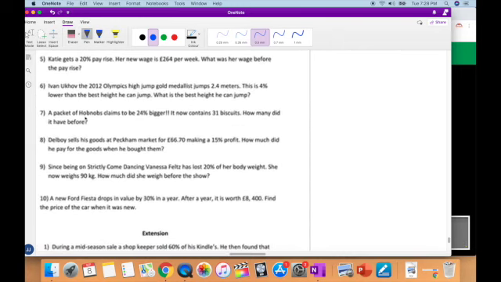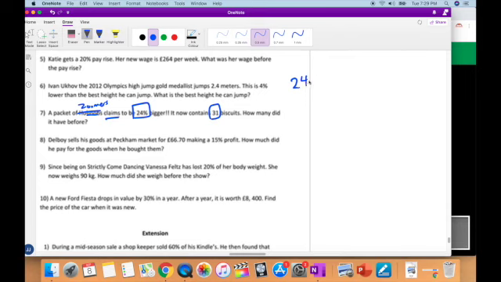A packet of Zoomers, I can't even read it, I don't know what that brand is, so let me call it Zoomers. Do you like Zoomers? I love Zoomers. I'm getting hungry. A packet of Zoomers claims to be 24% bigger. It now contains 31 biscuits. How many did it have before?